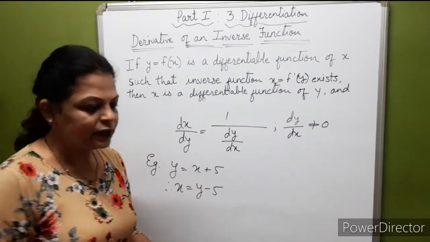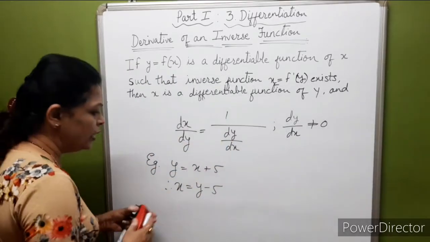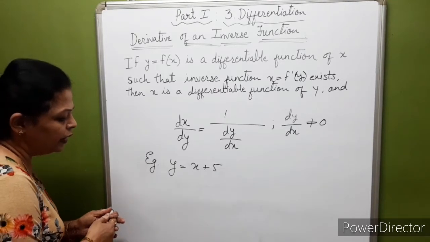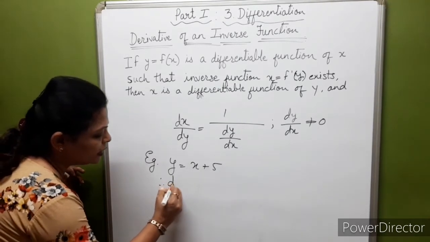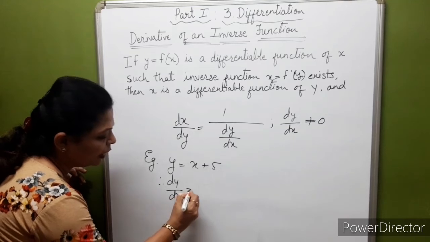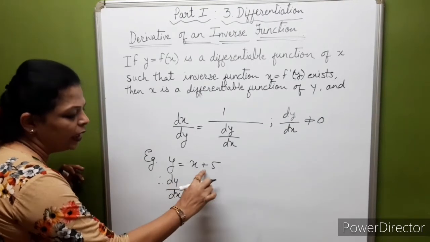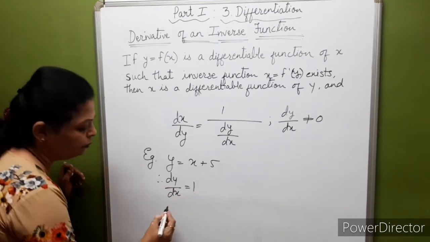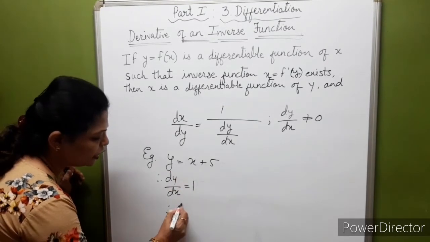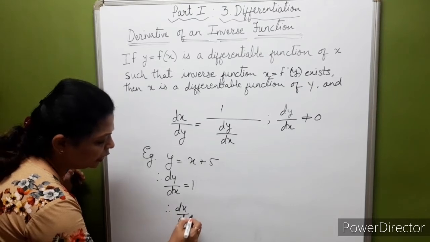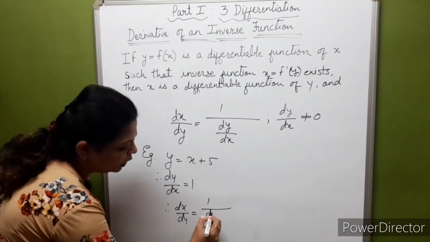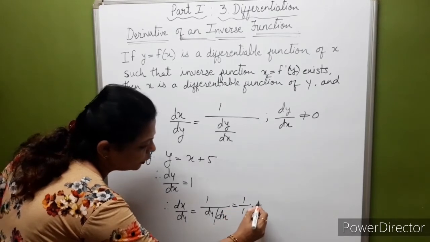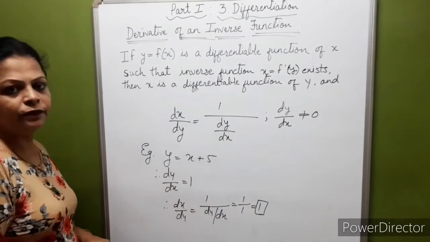And then to find the derivative of x with respect to y, we take the reciprocal of dy by dx. Getting? For example over here, suppose y is equal to x plus 5. Then what will be dy by dx? Derivative of x is 1 and derivative of 5 will be 0. So dy by dx is equal to 1, and therefore by this definition dx by dy is equal to 1 upon dy by dx, that is 1 upon 1. So you get the answer as 1.